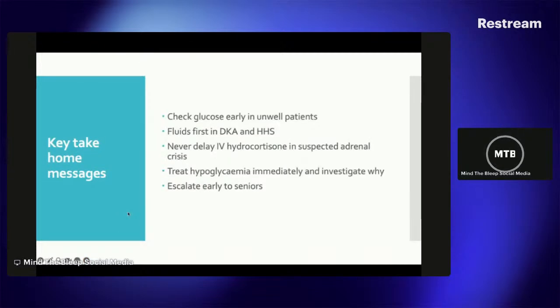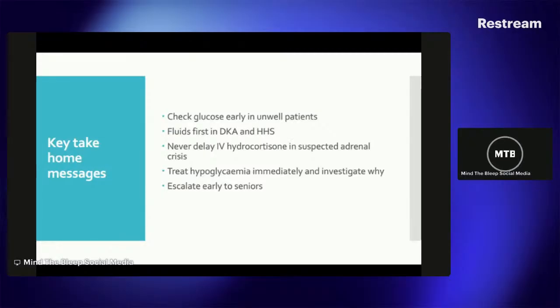And in terms of my key take-home messages, I would say to check glucose early in any patient who's unwell, because that's an easy test to do, and you get the result pretty much straight away. When you're managing DKA or HHS, to give fluids first in terms of the management. And if you suspect that a patient has adrenal crisis, never delay giving IV hydrocortisone. And if a patient has hypoglycemia, treat it immediately, then investigate why the patient's having these episodes. And if you're ever having any doubt, as always, escalate to a senior early on. Nobody will expect you to do it on your own.